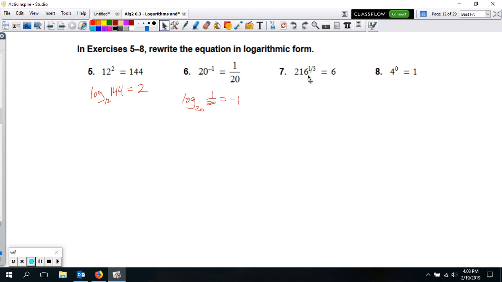Okay, so our base here will be 216. The number is 6. So log base 216 of 6 is equal to the exponent of 1/3. And number 8, we have log base b of 1. The number is 1 here. So log base 4 of this number 1 is equal to the exponent of 0. So it equals 0 on that one. Okay, so this can always go back and forth. You can go from log form to exponential form to log form anytime we want to.